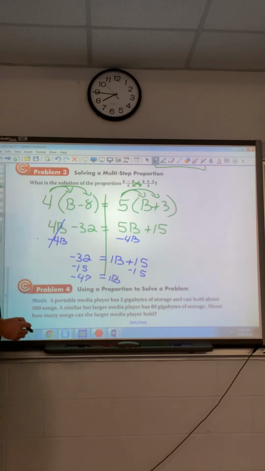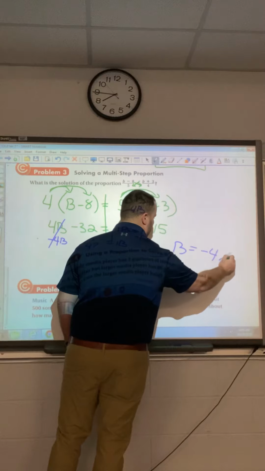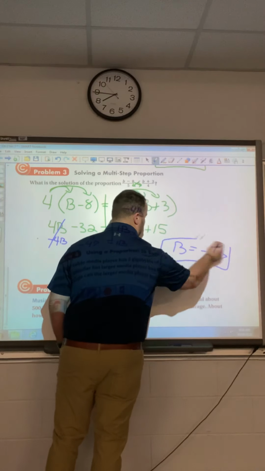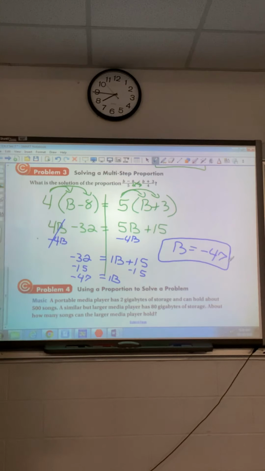No, I don't have to do that. I can just say b equals negative 47. Because if you divide by 1, you won't get anything from it. You'll get the exact same thing. Okay? Negative 47 equals b.